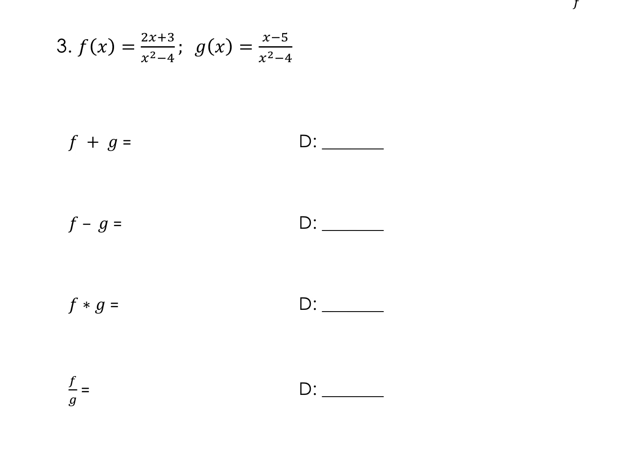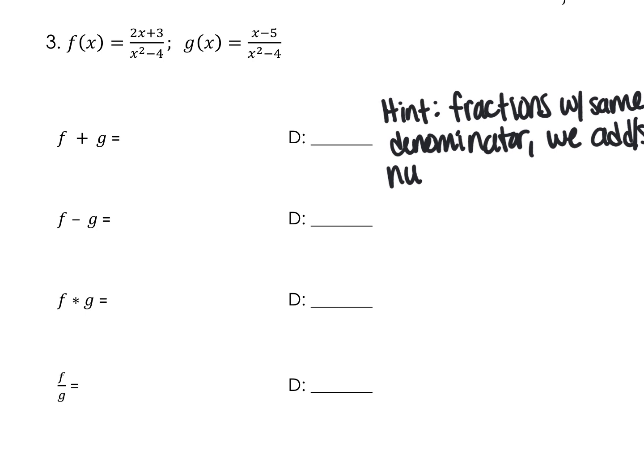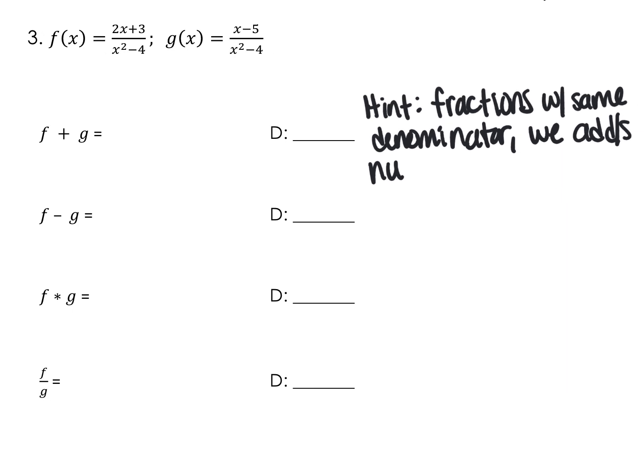Alright, so I'm going to give you a couple hints here for these ones to help you get started if you're stuck. So a hint for this first one, when we're doing f plus g, when we have fractions with the same denominator, we add the numerators. Or subtract, either one. If it's a fraction with the same denominator, we can add or subtract the numerators.